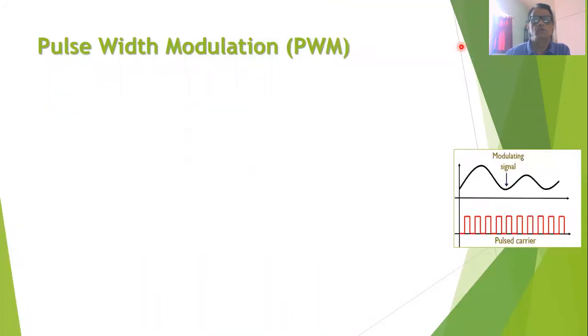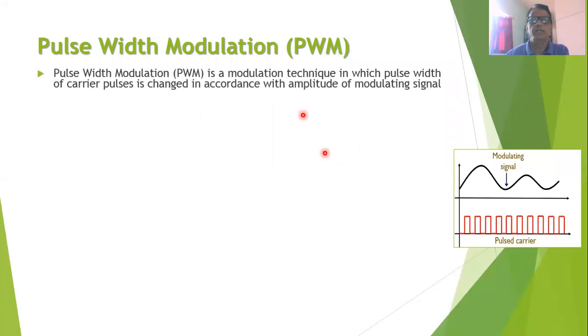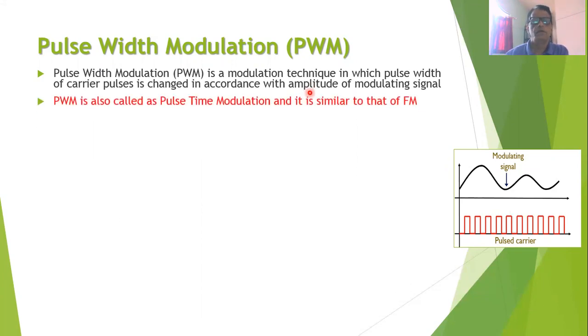So let us go for the discussion of pulse width modulation. In pulse modulation, we know that the modulating signal is a continuous signal, but the carrier signal is in the form of pulses. Pulse width modulation is a technique in which the width of the pulse, or time duration of the pulse, is changed in accordance with the amplitude of the modulating signal. Since there is a change in the time duration, the pulse width modulation is also called pulse time modulation. And this technique is very similar to frequency modulation.